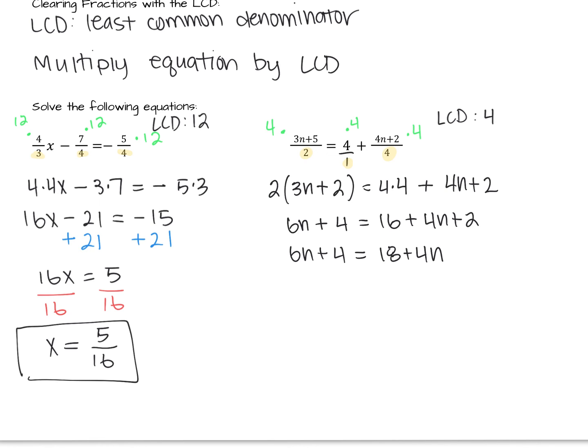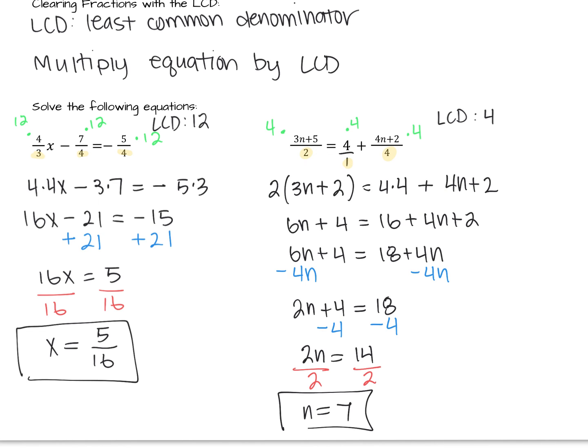So now I'm going to start solving for n. So I'm going to subtract 4n from both sides. So we get 2n plus 4 equals 18. I'm going to subtract 4 from both sides. We get 2n equals 14, and last step, divide by 2, and we get that n equals 7.